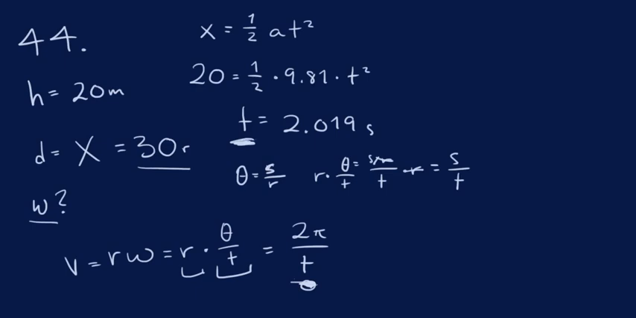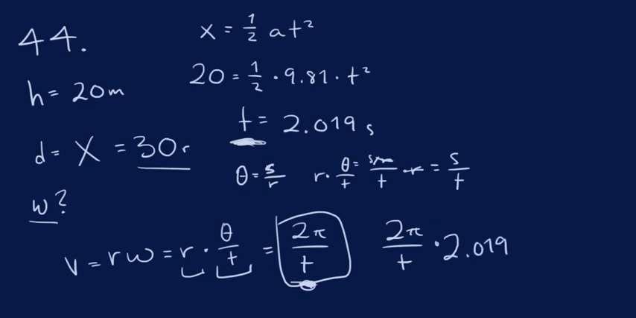Now if you took this velocity, this tangential velocity right here, and you multiply it by time, you're going to get displacement. So we can take 2 pi divided by t times the time it travels, which is 2.019 seconds, and you're going to get the displacement. In this case, that's x, which is equal to 30r.